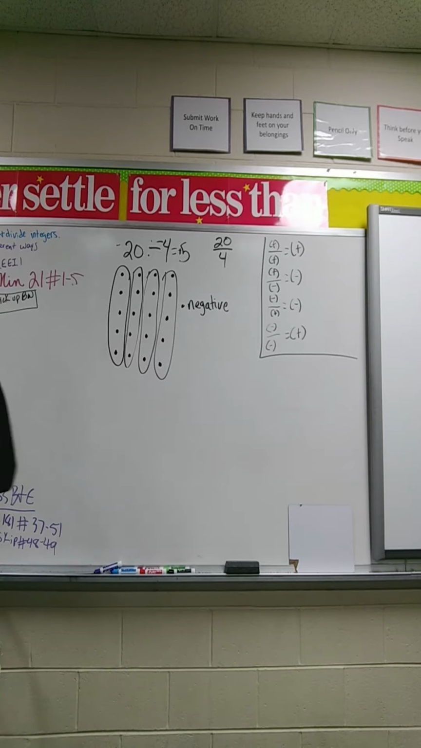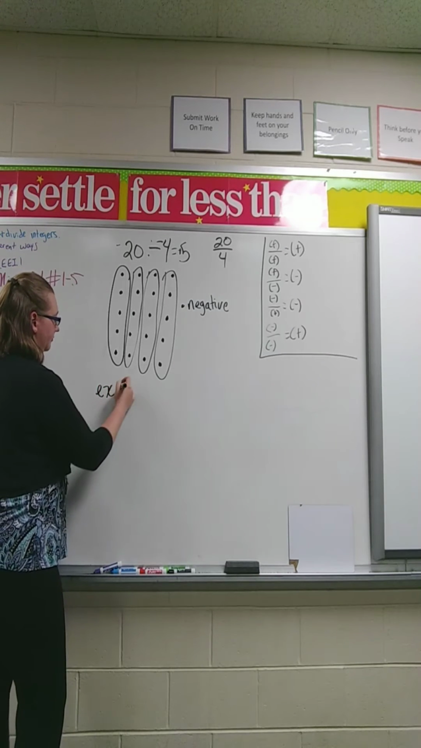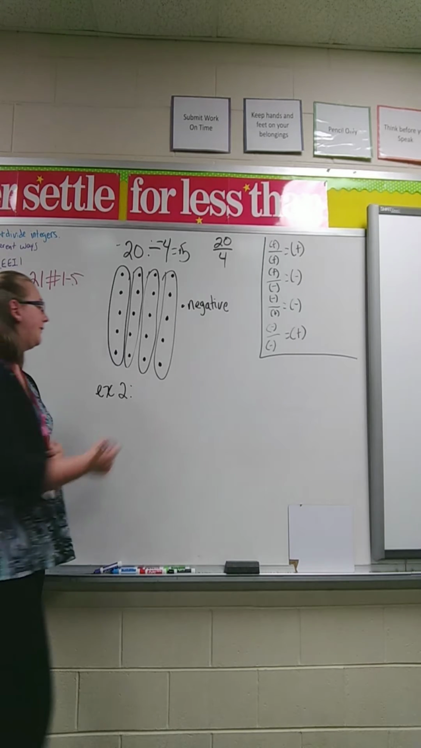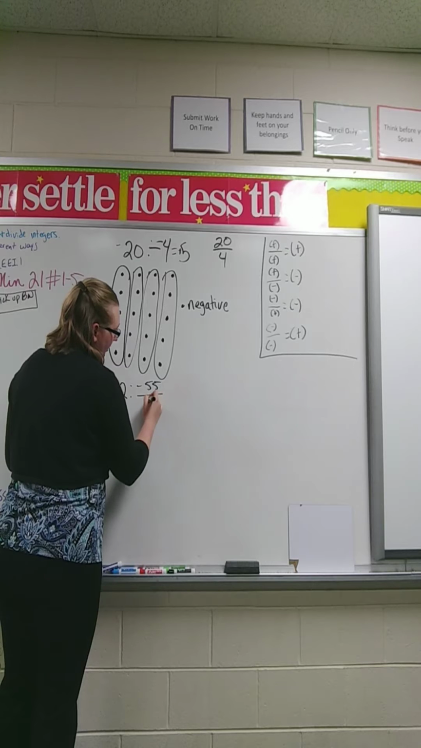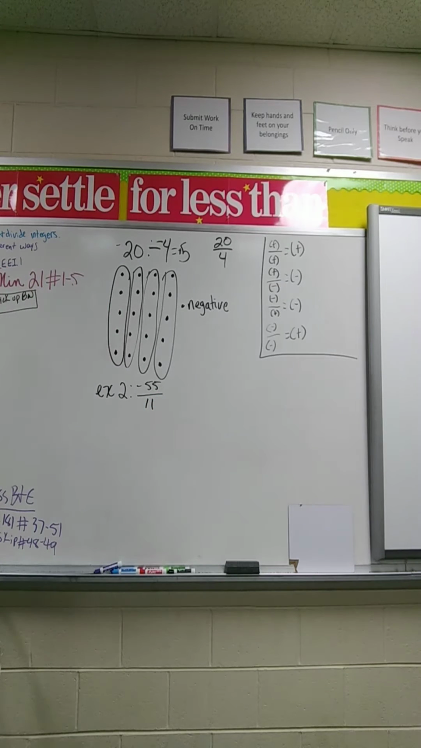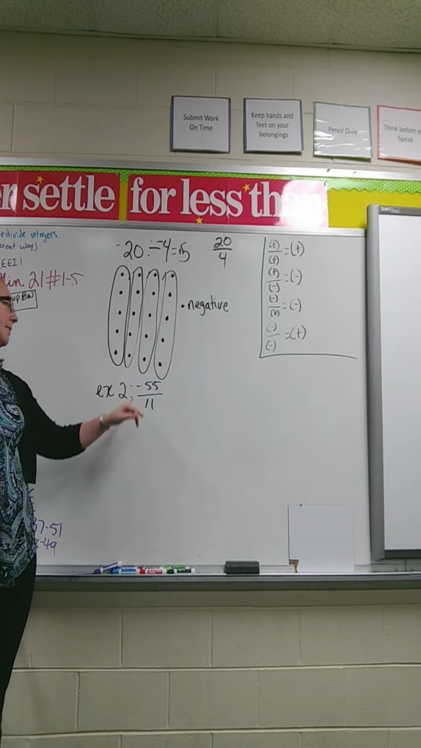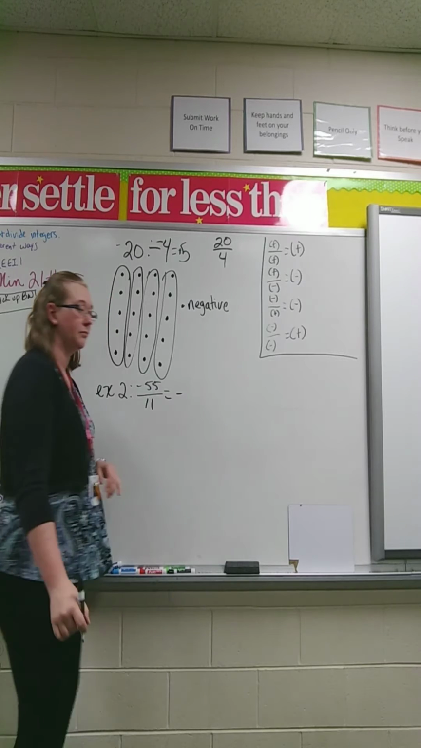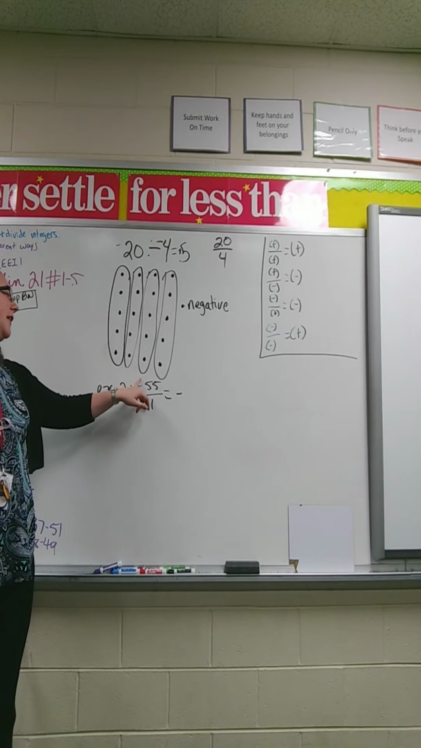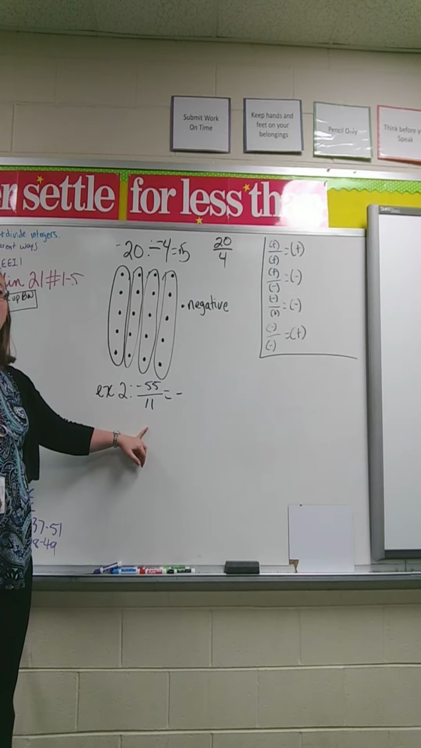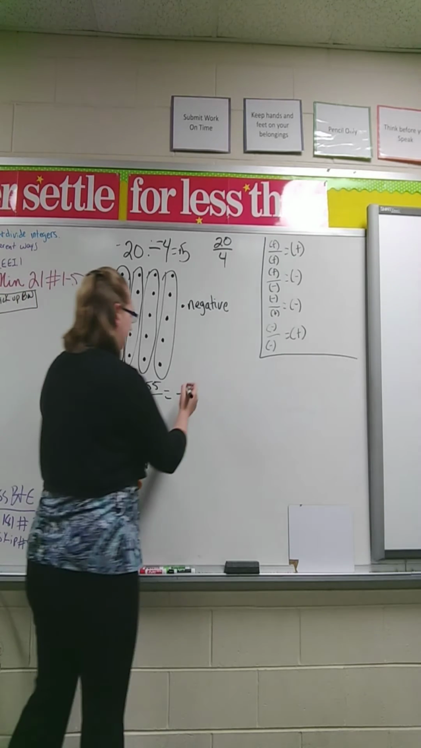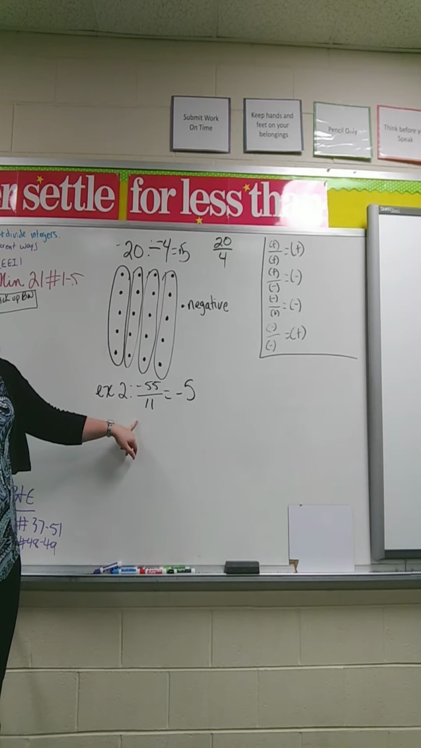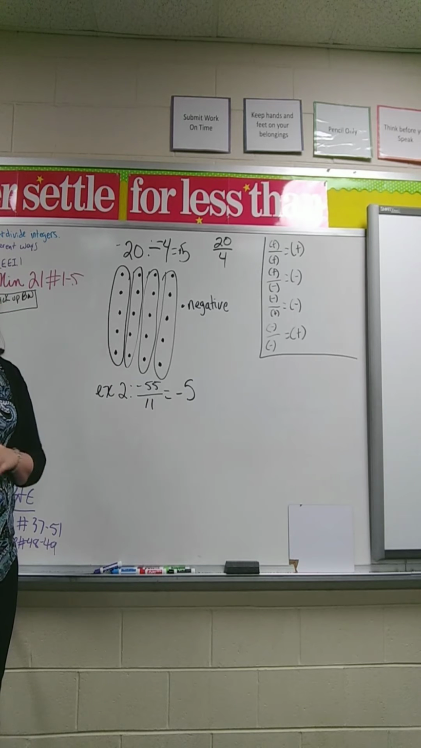Let's look at example 2. Example 2 on page 244 says find negative 55 divided by a positive 11. So if we have a negative divided by a positive, our answer is going to be what sign? Negative. 55 divided by 11 will be 5. So that means that negative 55 divided by 11 is going to be a negative 5. Do we have any questions about that?